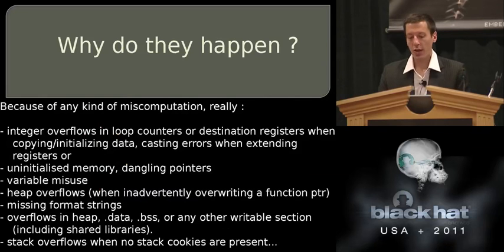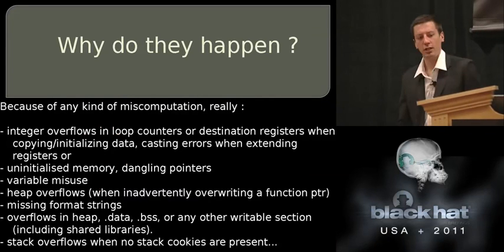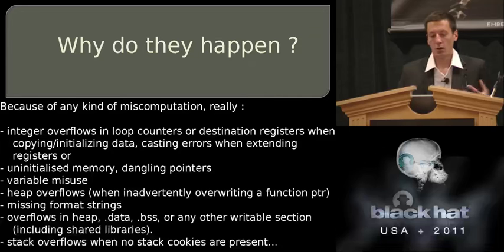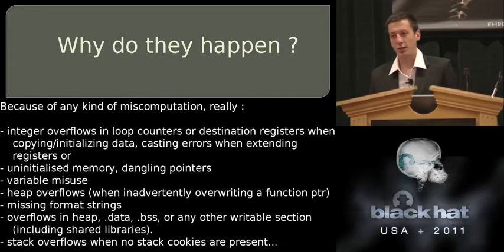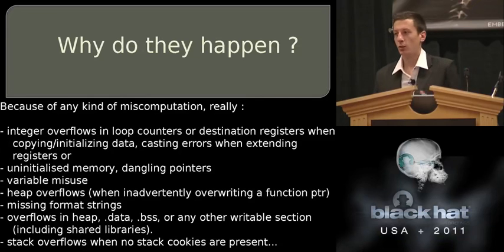Why does this happen? Segmentation fault can happen because of any kind of memory corruption. So it can be integer overflow, it can be uninitialized memory, variable misuse. It can be pretty much any kind of vulnerability, which later on triggers a segmentation fault.